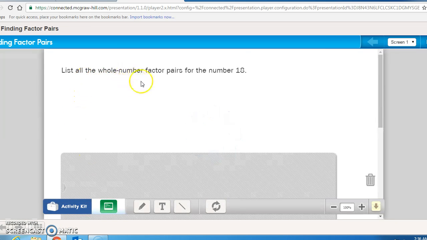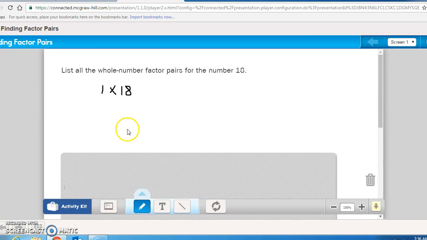List all the whole number factor pairs for 18. So again, we're starting with the number 1 times 18. And if you need to use your counters, go ahead and do that and make arrays. Is 2 times anything 18? 2 times 9 is 18. Is 3 times anything 18? 3 times 6 is 18.